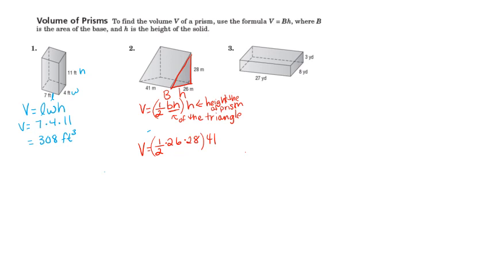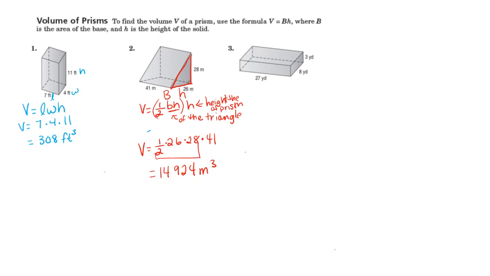I wouldn't even put the parentheses here or here. I would just put times the height. When I multiply those, I get 14,924 meters cubed. So that's the area of the triangle times the height of the prism.